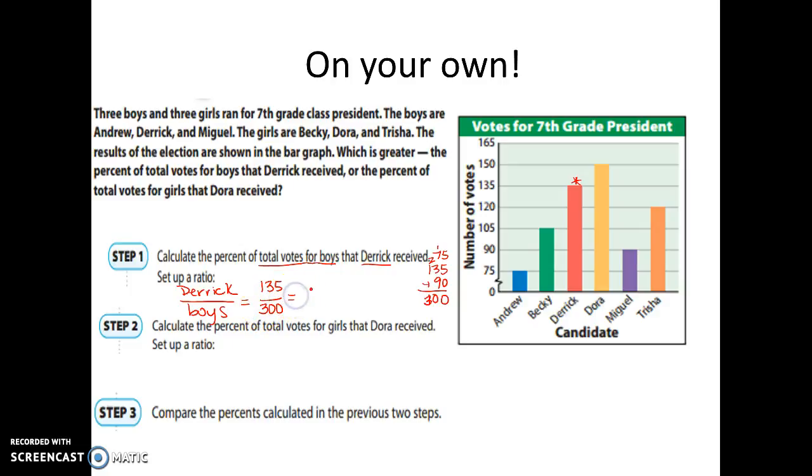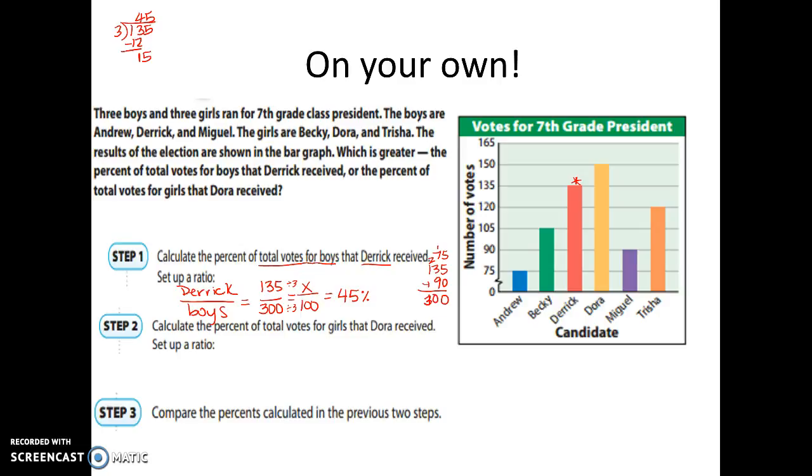So we can set up our proportion equals x over 100. And what I'm going to do is just think about, okay, 300, what do I have to do to get from 300 to 100? Well, I know that I have to divide by 3, so I'm going to do the same to the top. So I'm going to do 135 divided by 3. So 3 times 4 is 12. Subtract, 3 minus 2 is 1, 15. 3 times 5 is 15. So it equals 45%.